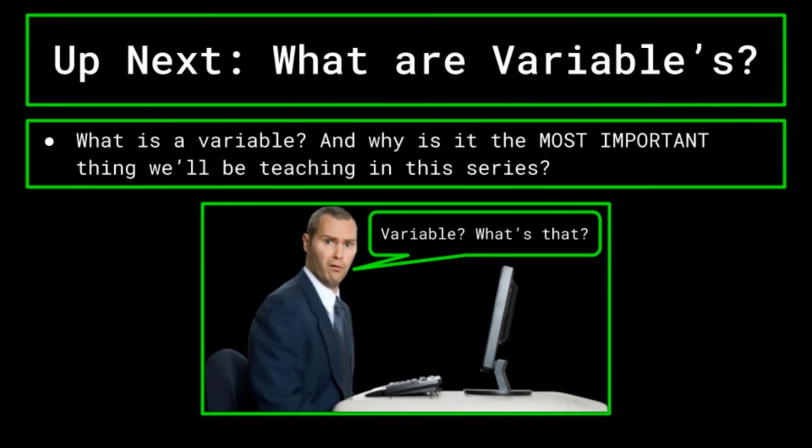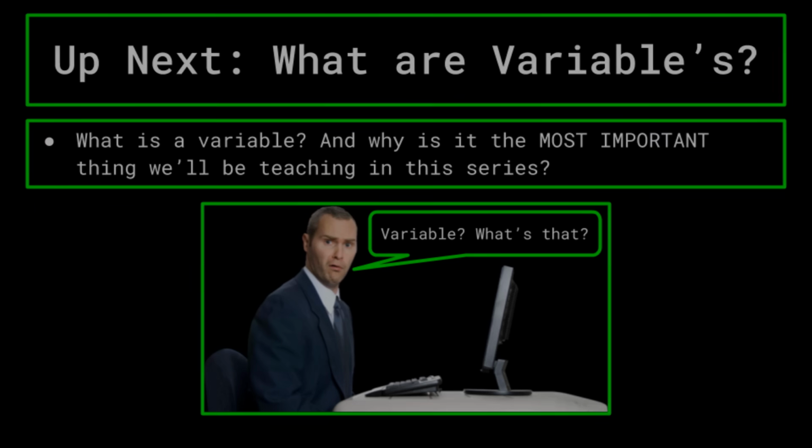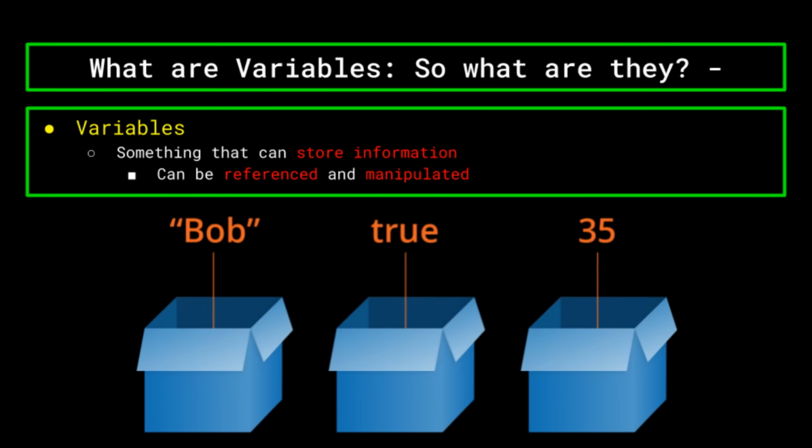Now next up, we're going to be covering one of the most important components of computer science, so make sure you pay attention, because next up we're going to be discussing variables, what they are, and how we use them. First of all, what exactly is a variable? A variable is simply something that can store information and can be referenced and manipulated.